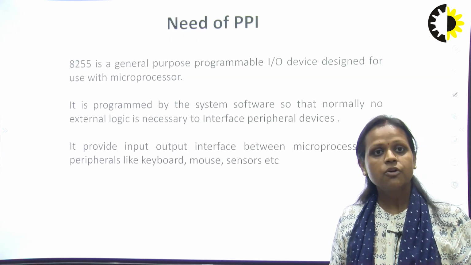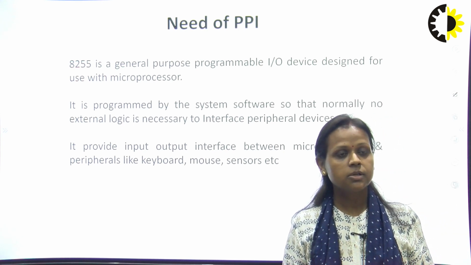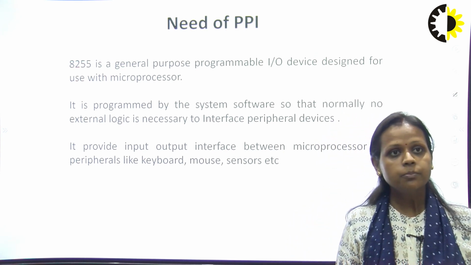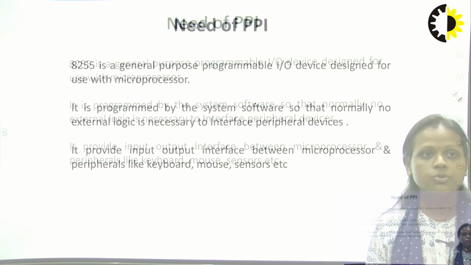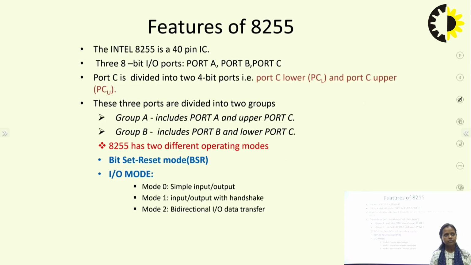So what is the need of PPI? The 8255 is a general purpose programmable input output device which is designed to use with a microprocessor. It is programmed by the system software so that normally no external logic is necessary to interface peripheral devices. It provides input-output interface between microprocessor and peripherals like keyboard, mouse, sensors, etc.